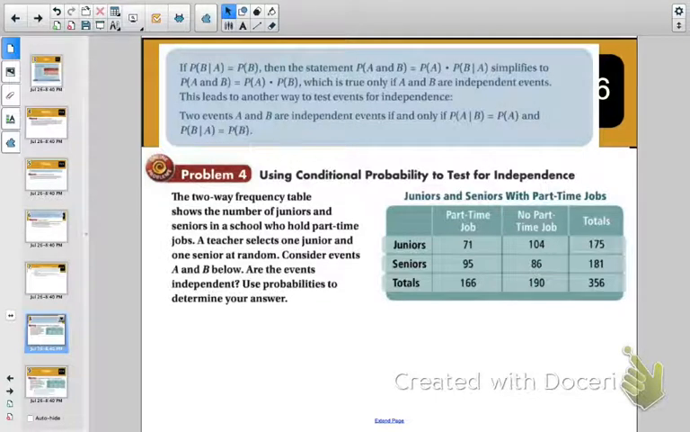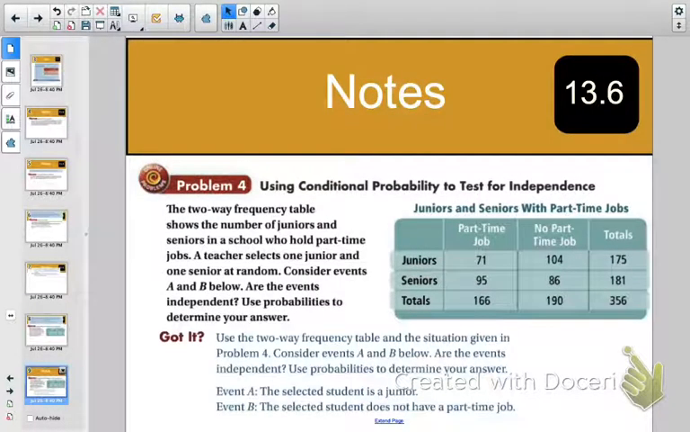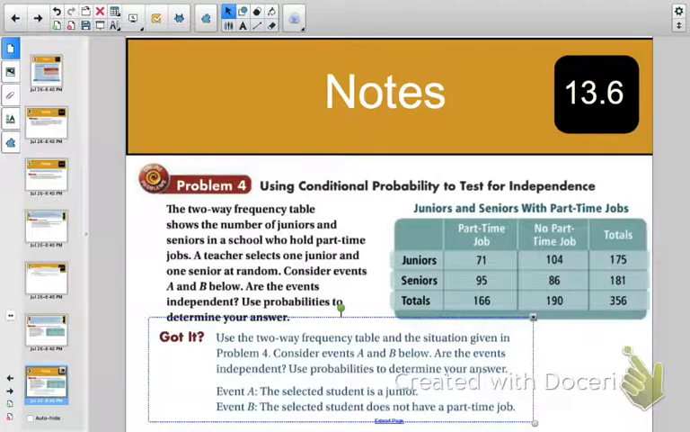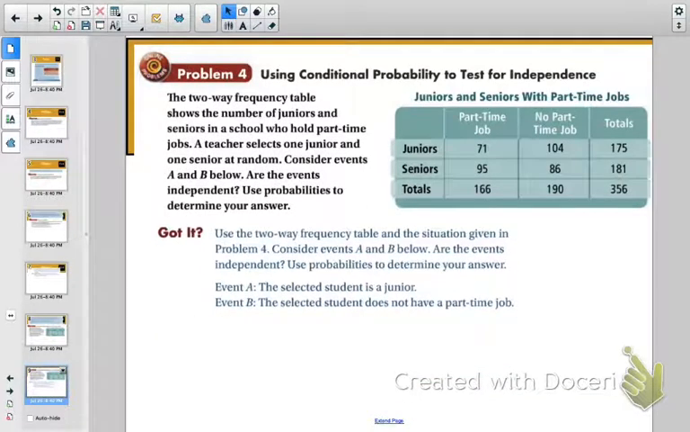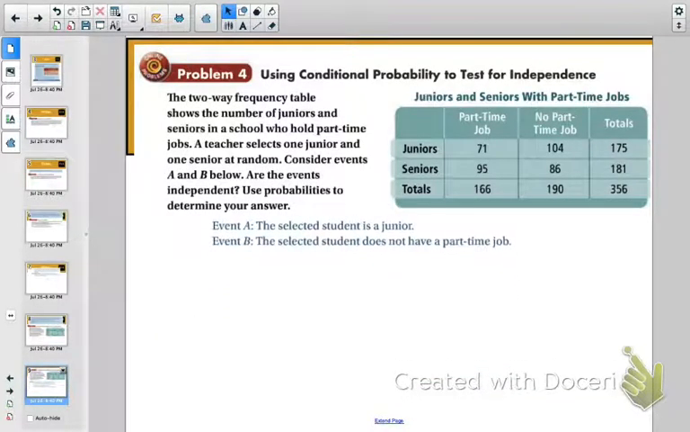I think I am not on the right side because I don't have these events. Oh, okay, so let's do this one. So here are our two events, A and B. Event A, the selected student is a junior. And event B, the selected student does not have a part-time job.